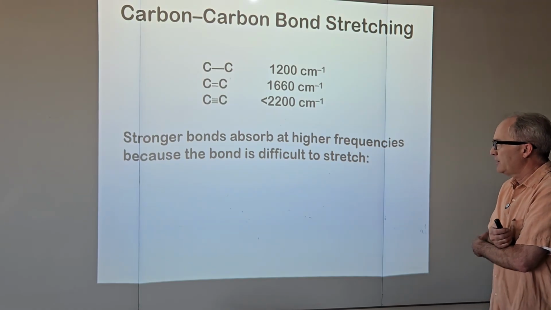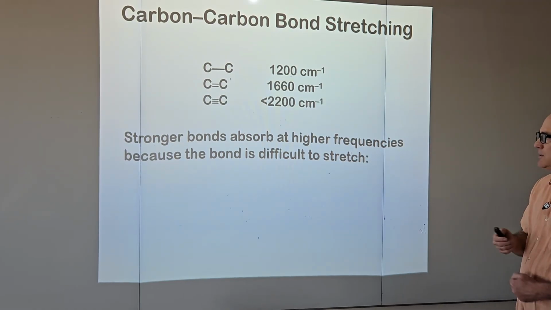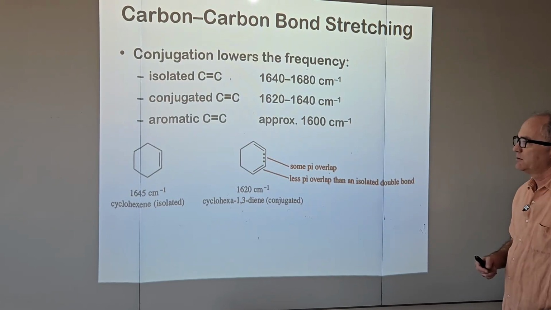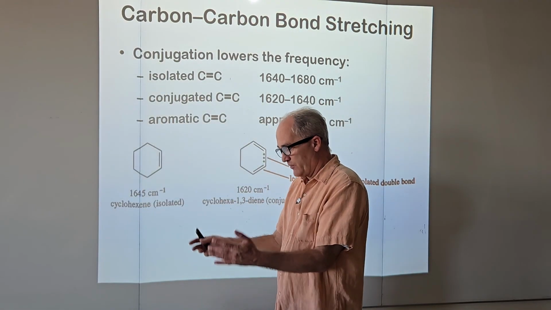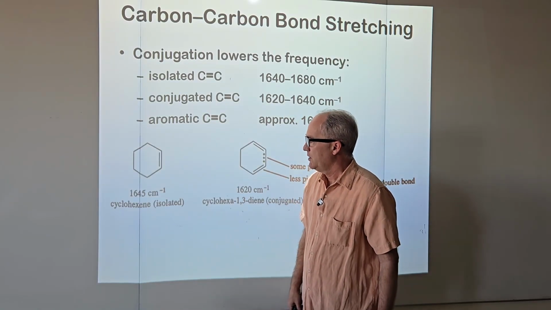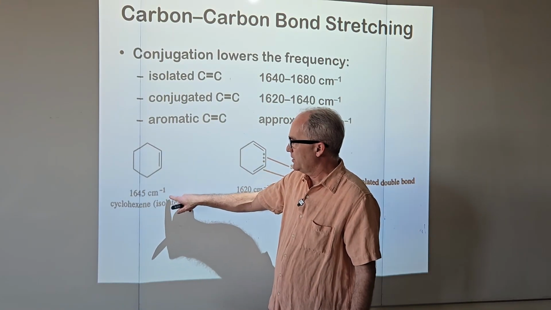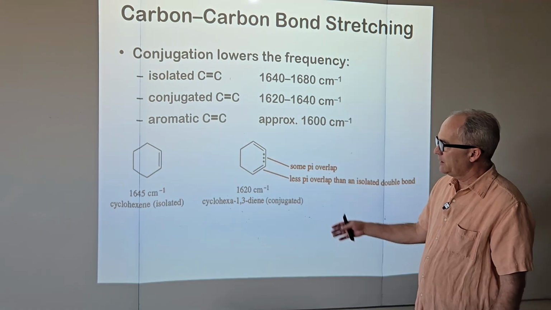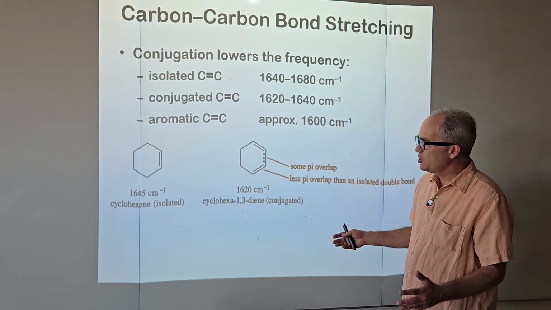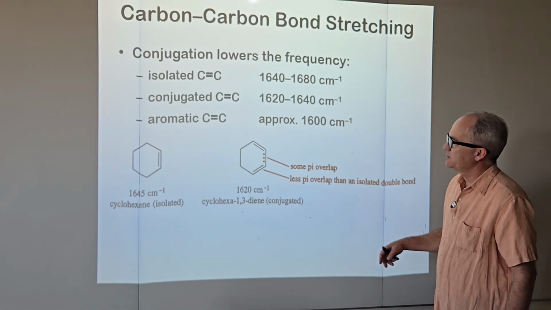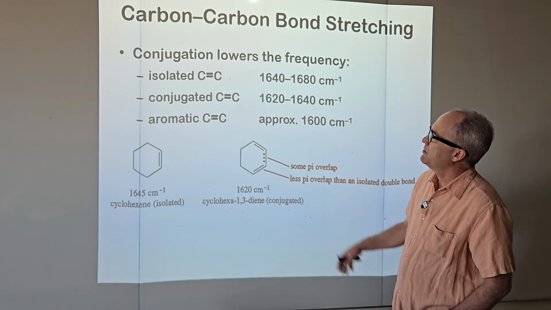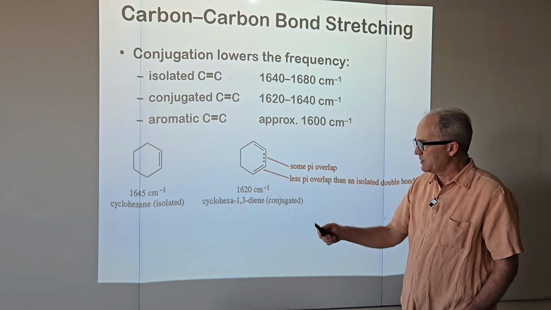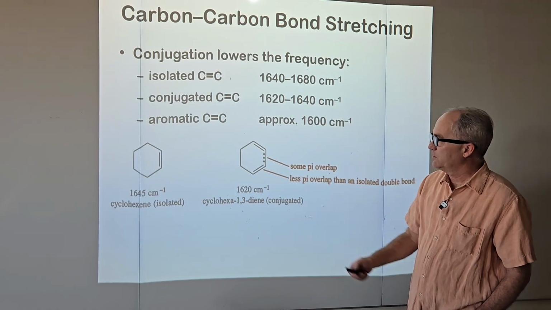Stronger bonds absorb at higher frequencies because the bond is difficult to stretch. Conjugation lowers the frequency. So a double bond, you're going to discover it in a molecule when you do the IR experiment and you see a stalactite at this wave number. That wave number can shift depending on what else is going on. So conjugation lowers the frequency, and you can look at these frequencies and tell something about the functional group.